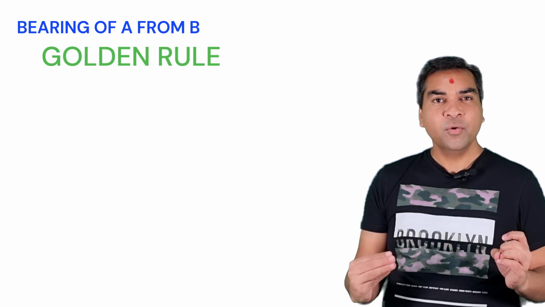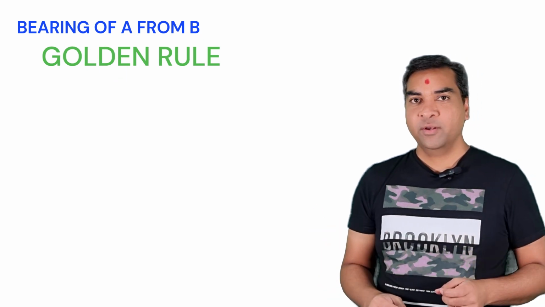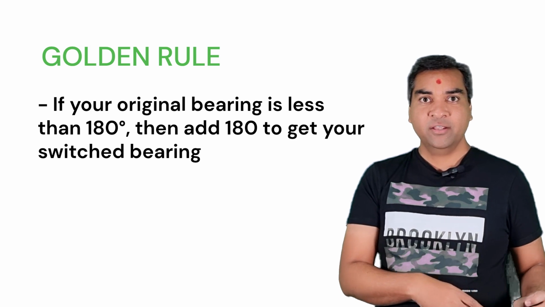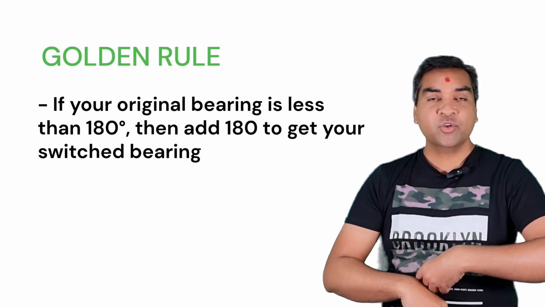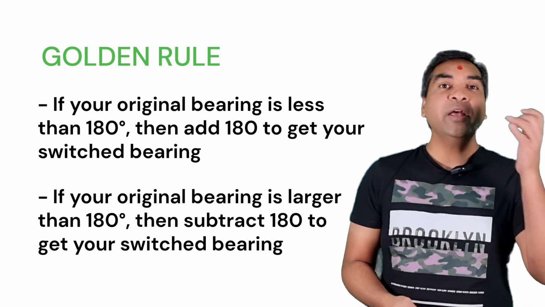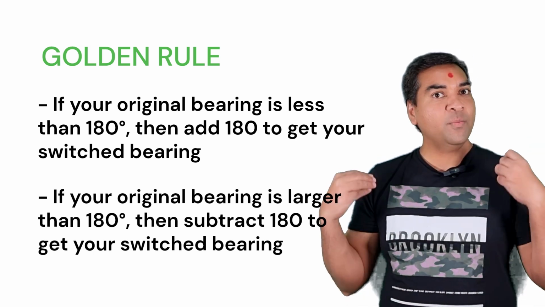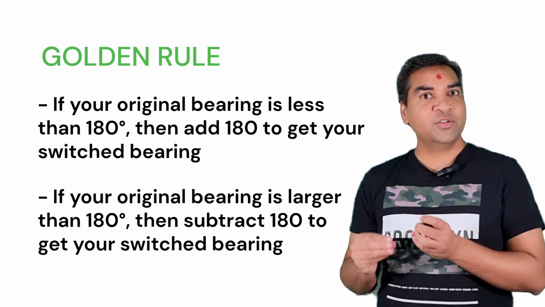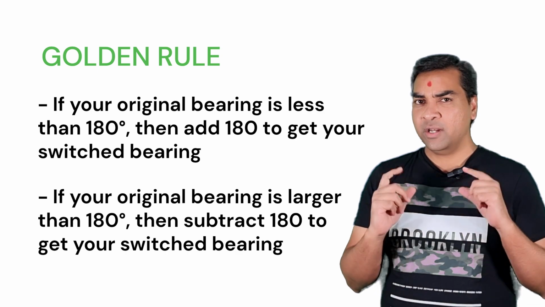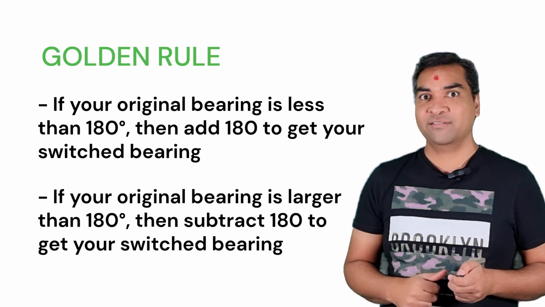Now friends, I'm going to give you the golden rule for switching the bearings. But don't tell your friends, huh? Only for you. So let us say if your original bearing is less than 180 degree, then you can plus 180 to get your switch bearing. And if your original bearing is more than 180 degree, then you can minus 180 degree to get your switch bearing. How is that, guys? Very simple, yeah? But only a little secret, not to your friends, please.